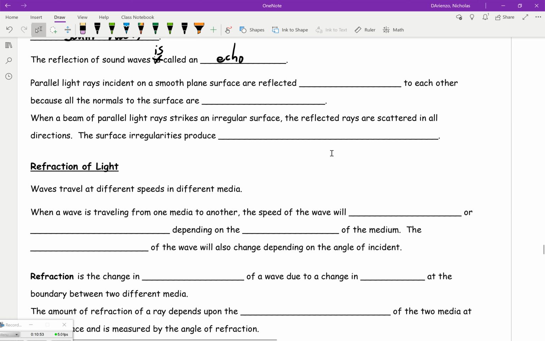Now, parallel light rays that are incident on a smooth surface, you can consider this as a mirror, are going to be reflected parallel to each other, as long as the surface is smooth, because all the normals to the surface are parallel. And when a beam of parallel light strikes an irregular surface, the reflected rays are scattered in all directions. The irregularities on the surface are going to produce non-parallel normals, or normals that are angled all around each other, which is giving this light a scattered look.